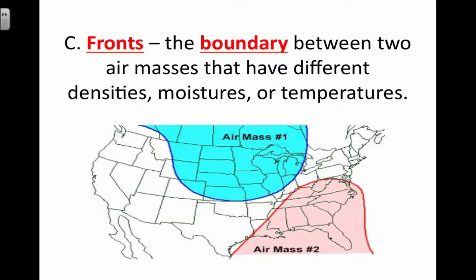Okay? So this is where we stop. It's the front. It's the boundary between two air masses that have different characteristics. It could be density, moisture, temperatures. So when air mass 1 meets air mass 2, there's a collision and there's usually a conflict.